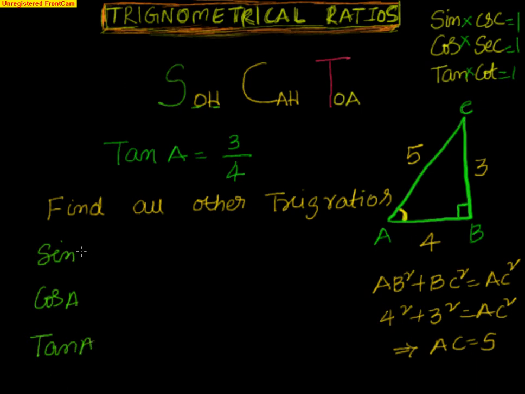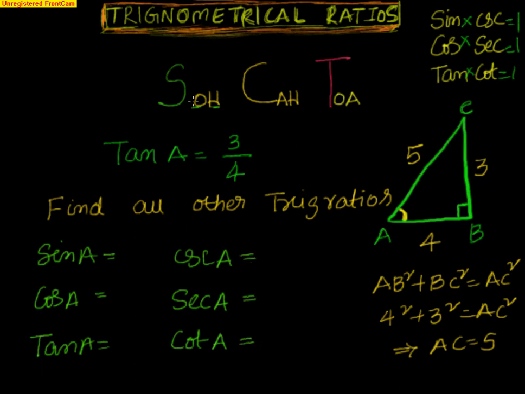tan A, cosecant A, secant A, cot A, or you can call it cotangent of A. Let us see what are these values.